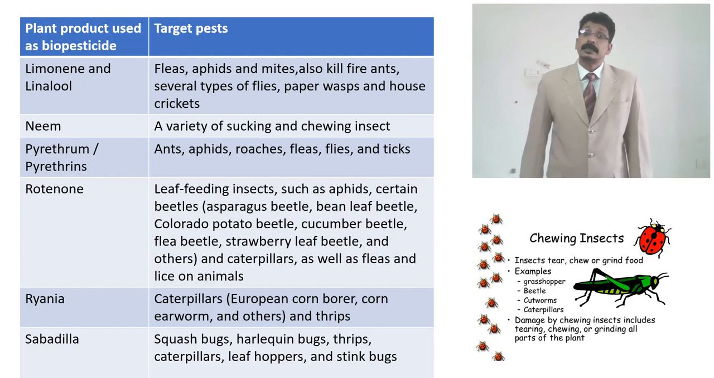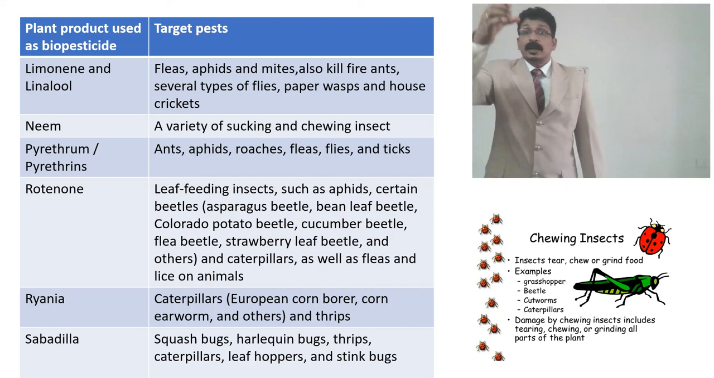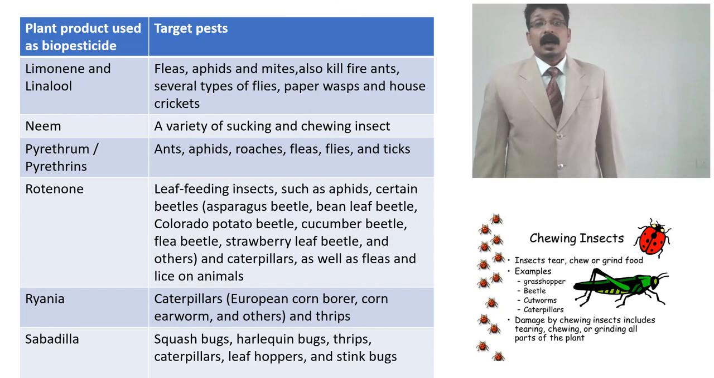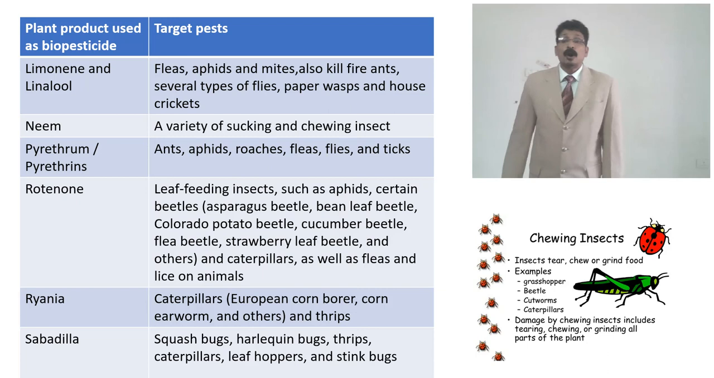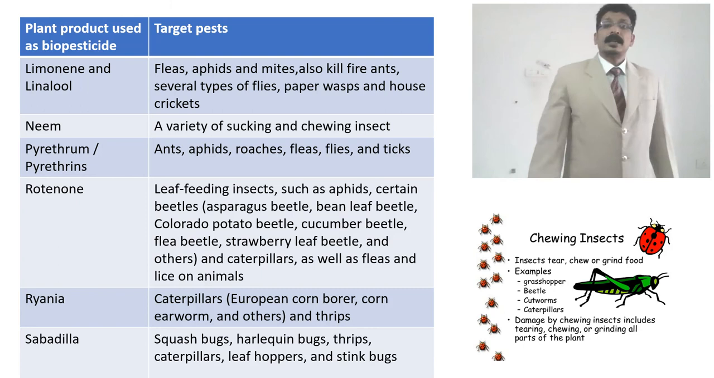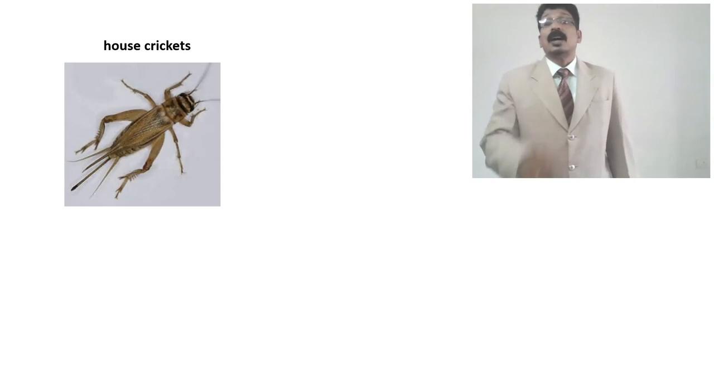Sabadilla is also a plant which we have seen, that is the long flower, which is used against squash bugs, harlequin bugs, thrips, caterpillars, leaf hoppers and stink bugs to kill them. You can use them. And this is the house cricket, which you might have seen in the house making some sound early in the morning in the water area. We can see these house crickets.